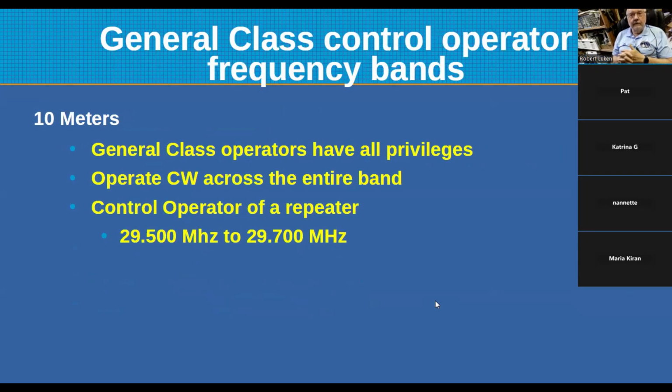On 10 meters, you have all privileges. Like I said, you can do CW across the entire band, though usually CW is restricted to the lower portion of the bands. And you can be a control operator of a repeater on 29.5 and 29.7. As far as I know, we don't have any 10 meter repeaters in this area, but I might be wrong.